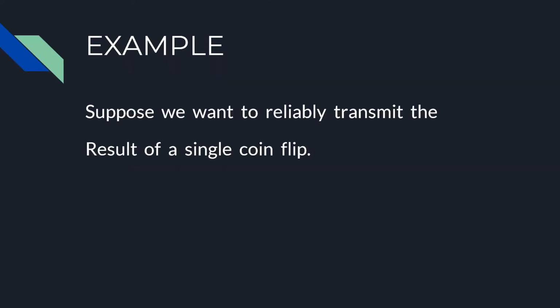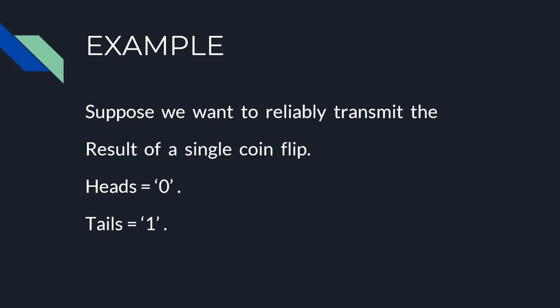Suppose we wanted to transmit the result of a single coin flip. We encode heads as 0 and tails as 1. Now suppose some error occurs during the processing, for example, data is corrupted while being transmitted from one antenna to another antenna. So simple encoding does not work well if there's a possibility of single bit errors.